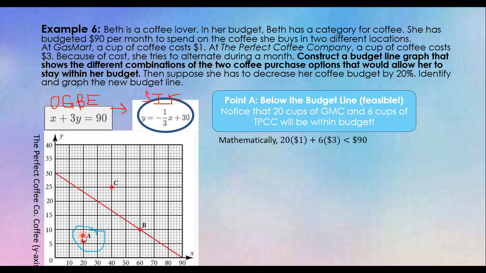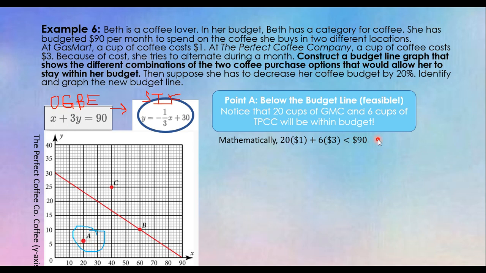So to show you mathematically from my original cost function, that's why I have this original budget equation, 20 times 1, the amount of cups for point A, 20, plus 3 times the amount of cups here, which is 6, gives me less than 90.